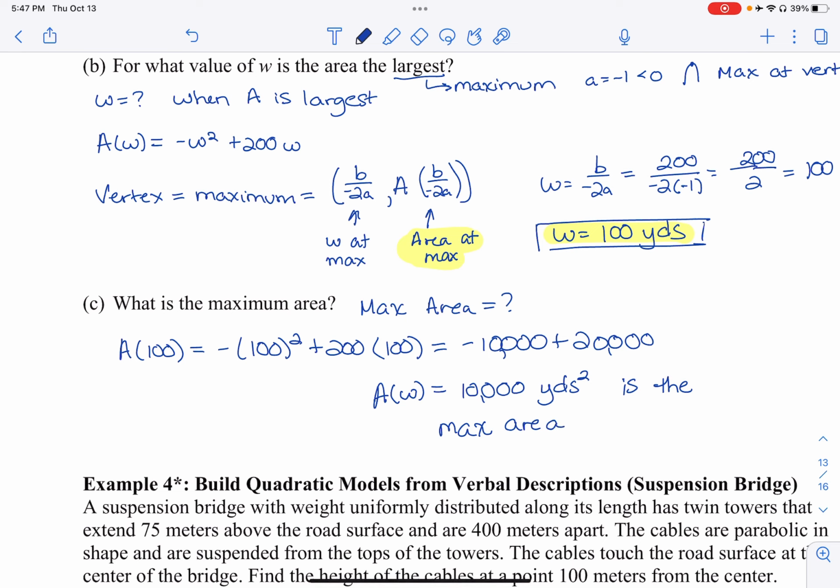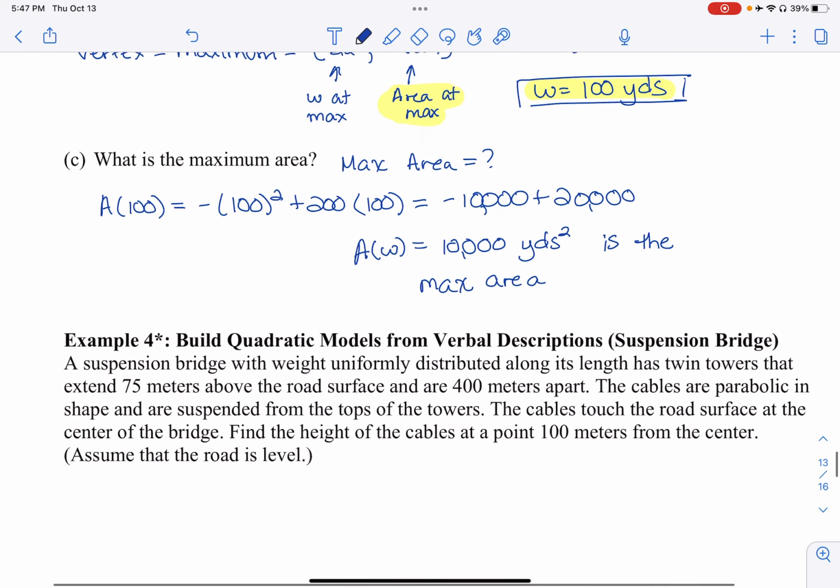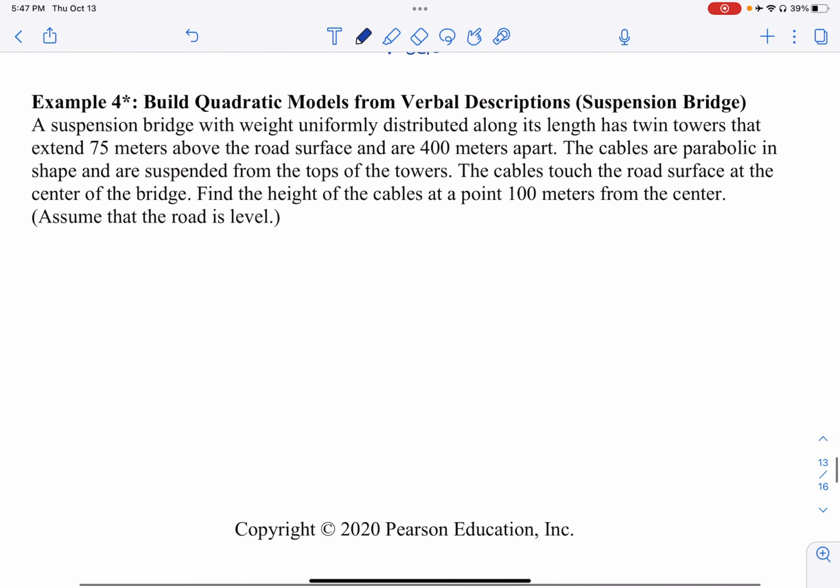All right, so that is the answer for part B or C here, and that is the end of problem 3. Let's go ahead and take a look at problem 4. Here we're going to look at a suspension bridge. We have a suspension bridge with a weight uniformly distributed along its length. It has twin towers that extend 75 meters above the road surface.